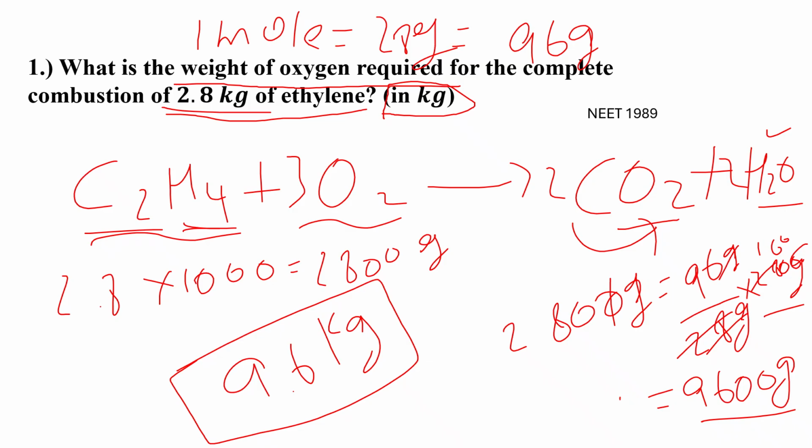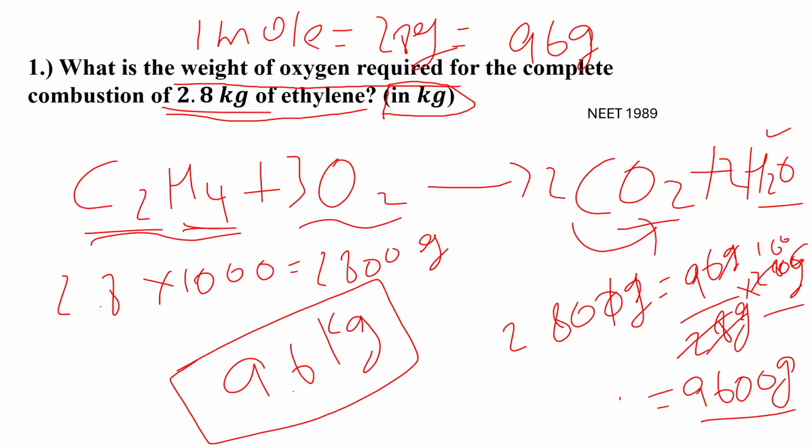This is the answer for this question. This is the way to solve this question. Initially we have to write the chemical equation, balance the equation, and find how many moles of oxygen are required. So 1 mole of oxygen is O2. There are 3 moles of oxygen, which means 6 oxygen atoms. 1 oxygen atom has a weight of 16 gram, so 6 oxygen atoms have a weight of 96 gram.